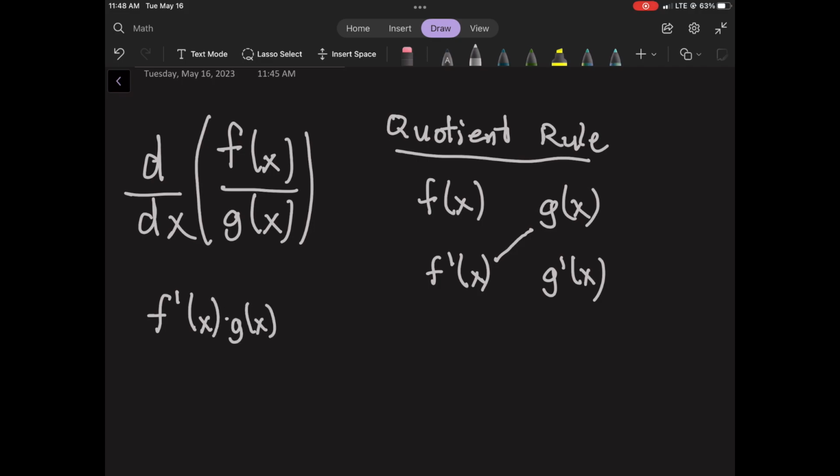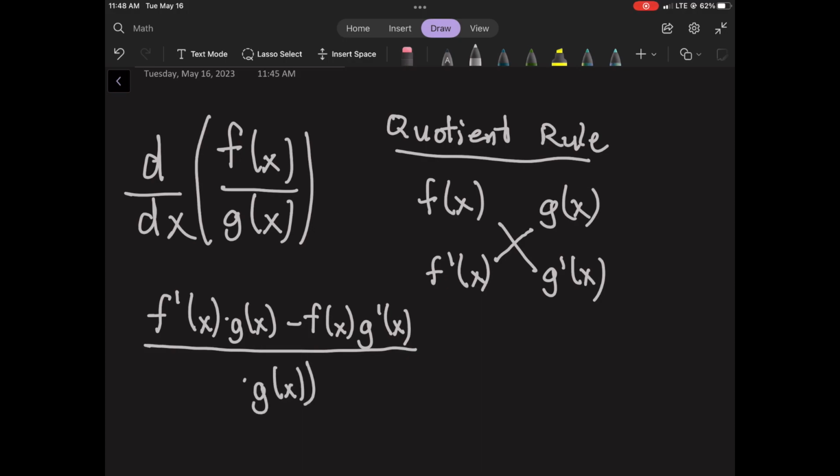Then you will multiply down f of x times g prime of x, and you will subtract this from the first part. Then to finish it off, you will square g of x and put this in the denominator to get your general solution for the quotient rule.